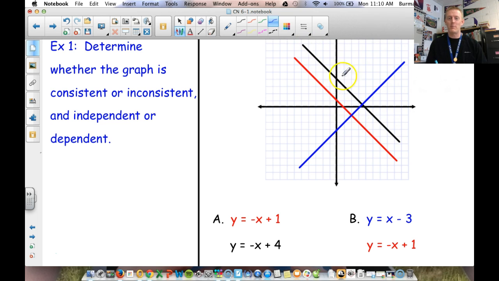This black line right here. These lines are parallel to each other, which means that they are inconsistent, because they are parallel and have zero solutions.